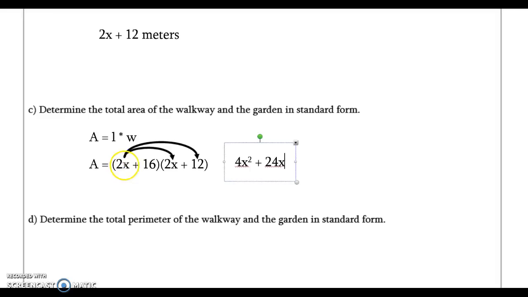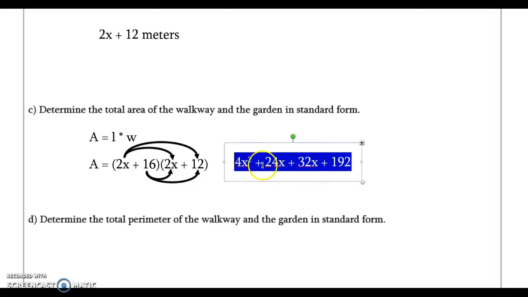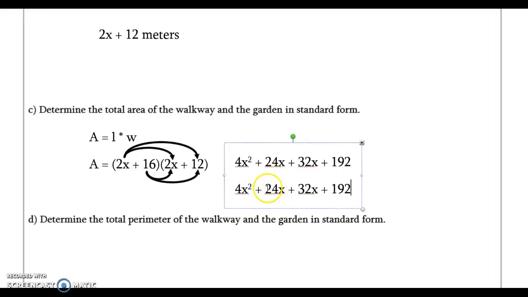Here you can see I multiplied 2X times 2X, which is 4X squared. A common student misconception is multiplying these two and getting 4X. That squared is important because we're multiplying X times X, which gives us X squared. Then we do 2X times 12, which gives us 24X. You can see the next two multiplications, 16 times 2X, that gives us 32X, and 16 times 12 is going to give us 192. We have to write it in standard form so we can tell that there are two like terms, 24X and 32X. So we're going to rewrite it as 24 plus 32. That should give us 56X plus 192.